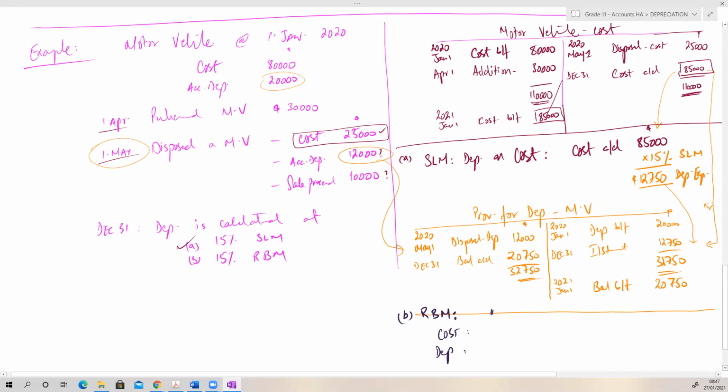Now what is the cost brought forward? Cost brought forward is 80 and depreciation brought forward is 20, plus addition. The purchase made comes in cost, which is 30. No addition comes in depreciation. Addition minus disposal: the cost of what was disposed was 25, and the depreciation of what was disposed was 12. Okay, so equal to carried down, this is 85, and this comes to 20 minus 12, which is 8.